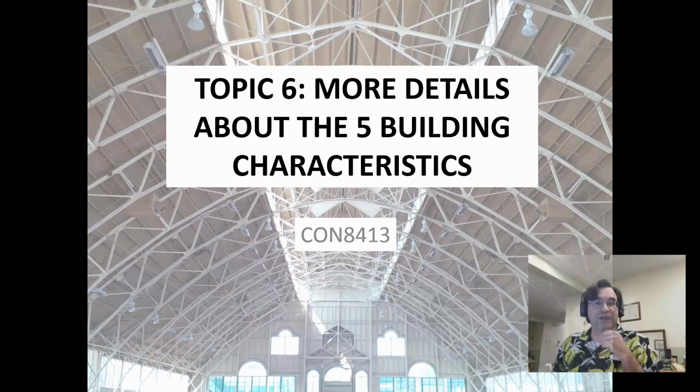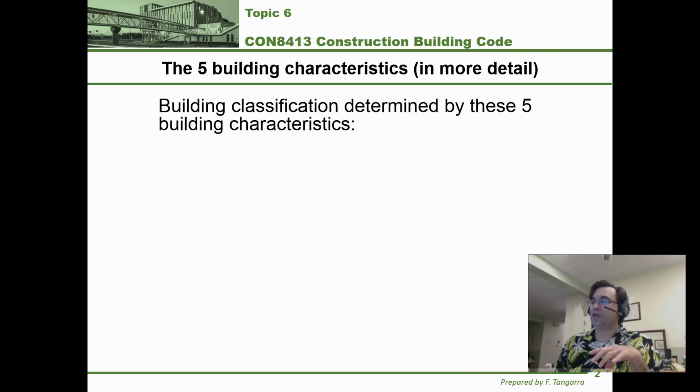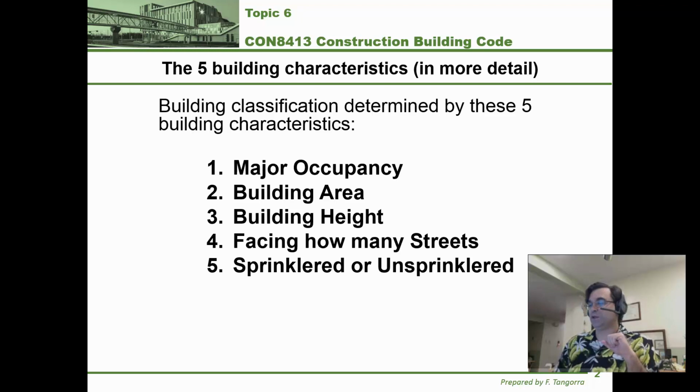You reached this video by downloading the course notes and then going through the link that you found embedded in the course notes for this YouTube video. This YouTube video will deal with topic 6, which is a more in-depth look at the 5 building characteristics we discussed in topic 5. Those building characteristics were major occupancy, building area, building height, the number of streets that a building is facing, and whether that building is sprinklered or unsprinklered.